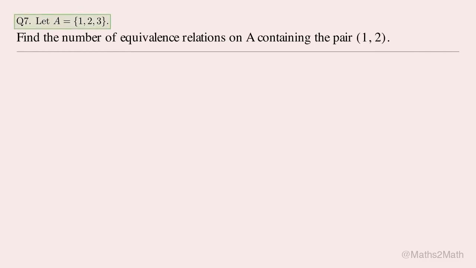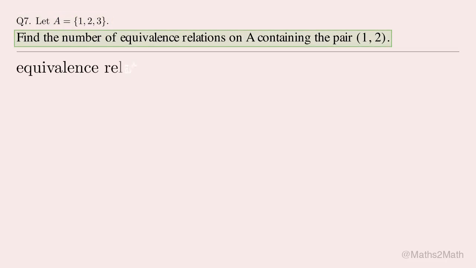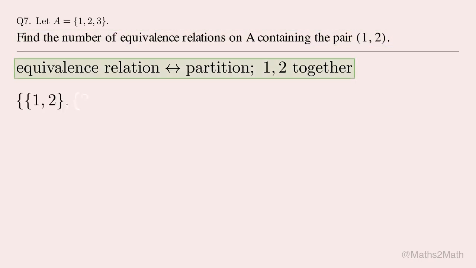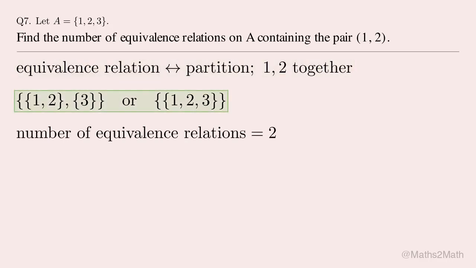And the final question, again on the set 1, 2, 3. How many equivalence relations contain the pair 1, 2? Every equivalence relation corresponds to a way of splitting the set into groups. Containing the pair 1, 2 means 1 and 2 must sit in the same group. With 1 and 2 glued together, element 3 has only two choices: sit alone or join them. Those give the partitions 1, 2 with 3 apart and all 3 together. Two partitions, two equivalence relations.